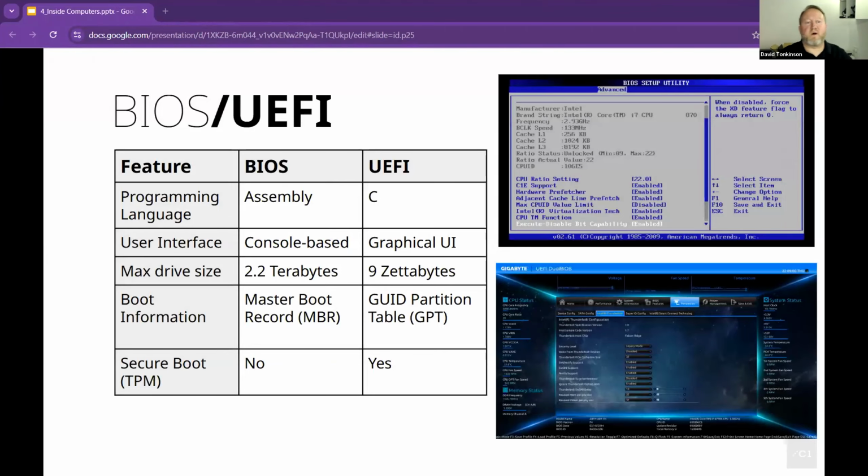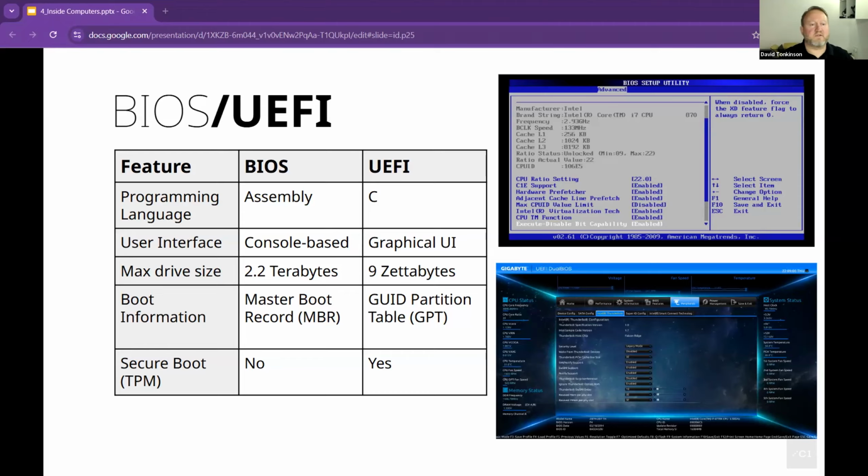Now we are moving away from BIOS, and now we are using UEFI. The features are slightly different. BIOS was originally written in assembly, which is ones and zeros, so 11011 type programming. UEFI is written in C, a beautiful, lovely language. The user interface for BIOS was console-based, as you see in the top window there, all very text-based. UEFI has a beautiful graphical interface now.